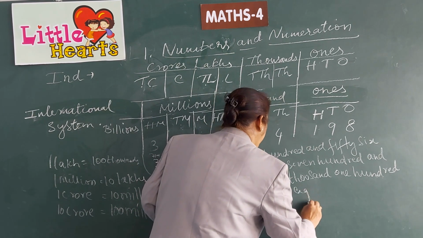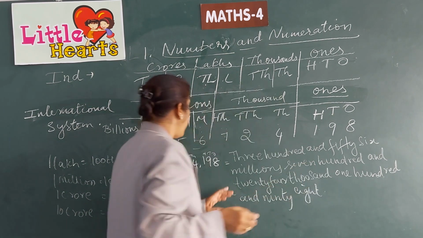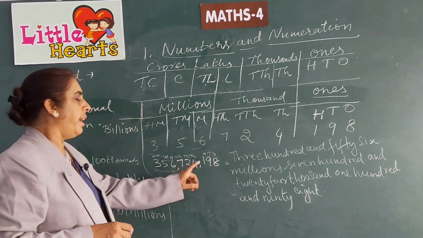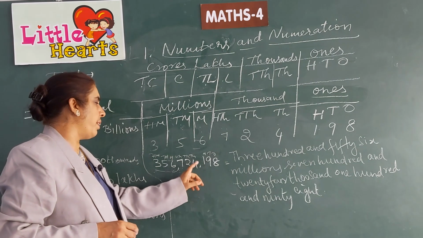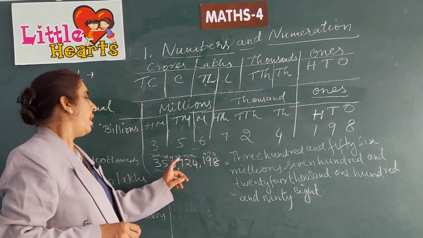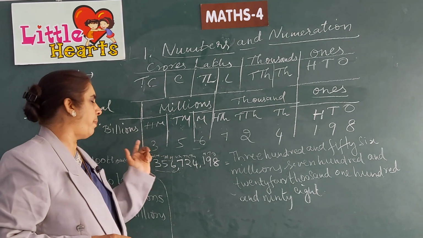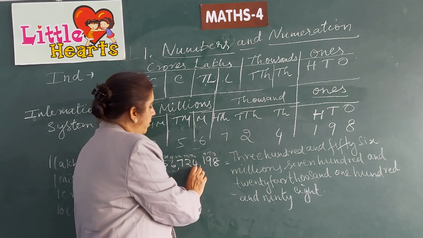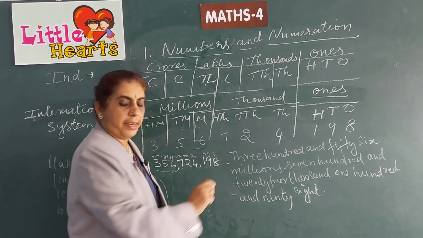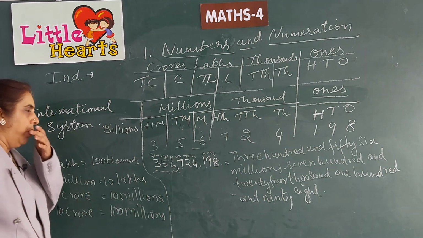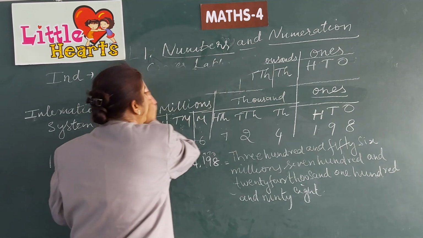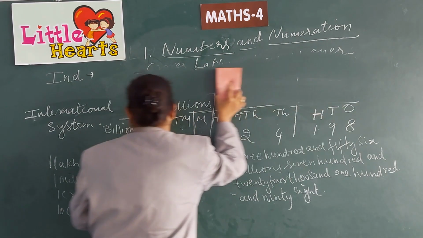It's very easy to read this number if you know the places according to the periods. Insert the comma after each three digits and read it according to the periods or places. 356,724,198. Each period has three digits in the international system.